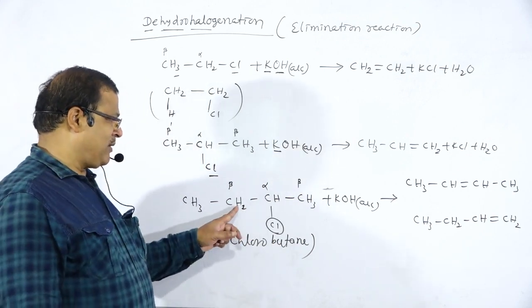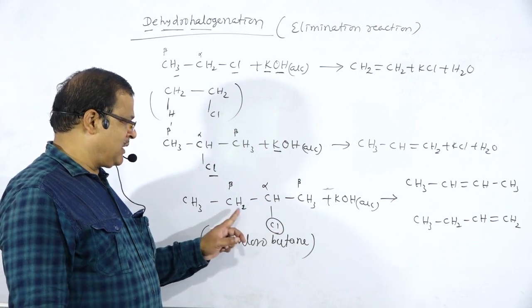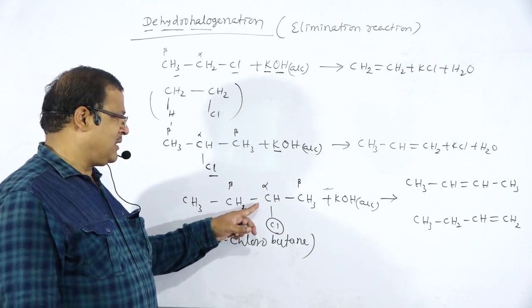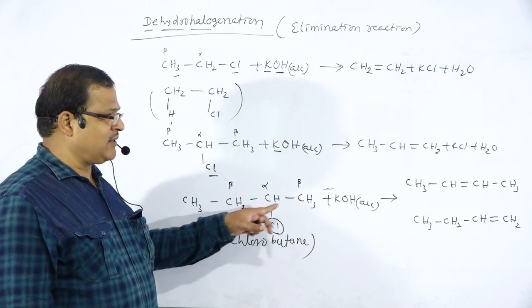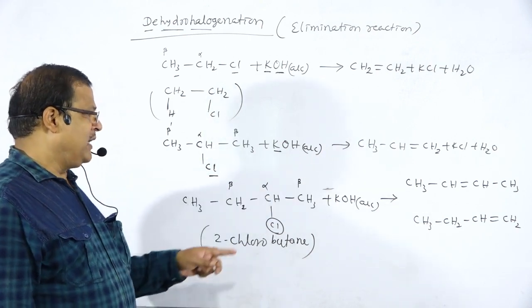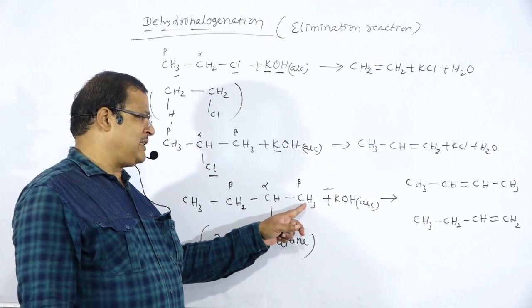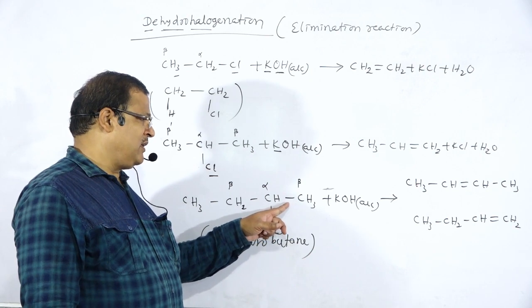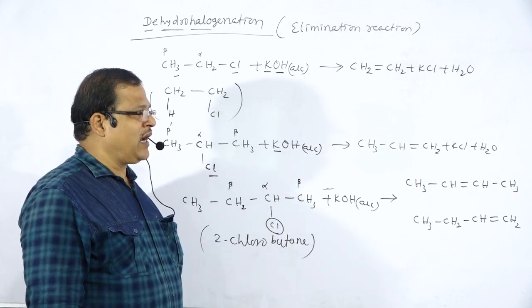The chlorine is removed from this carbon atom, but if the hydrogen atom is removed from this beta hydrogen atom, then the double bond will be here. That is the formation of but-2-ene. If the beta hydrogen atom is removed from this carbon atom, then the double bond will be here. Then there is the formation of but-1-ene.